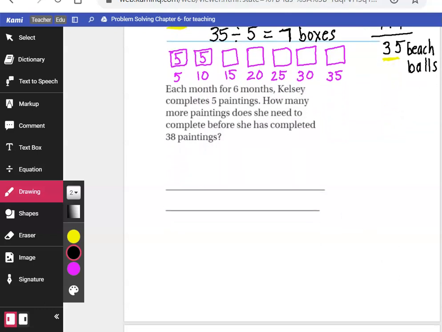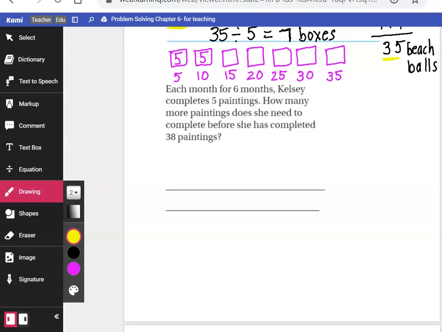Okay, so we have Kelsey. Each month for 6 months, Kelsey completes 5 paintings. How many more paintings does she need to complete before she has completed 38 paintings? All right, so let's take our yellow again. You could always use a crayon or a highlighter whenever you're completing your math work. So each month for 6 months. So I'm picturing that now.